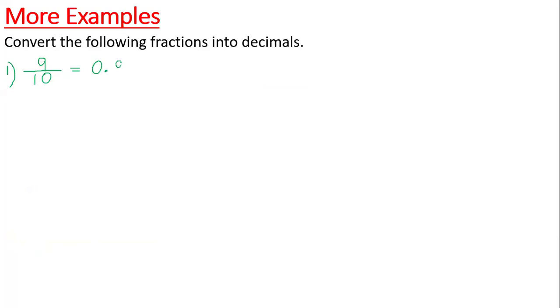0.9. And if you don't believe me, we could do the working. Let me show you all. So 10 into 9. How many times does 10 go into 9? 0 times. 10 times 0 is 0. 9 minus 0 is 9.